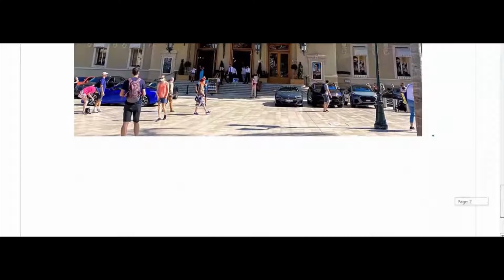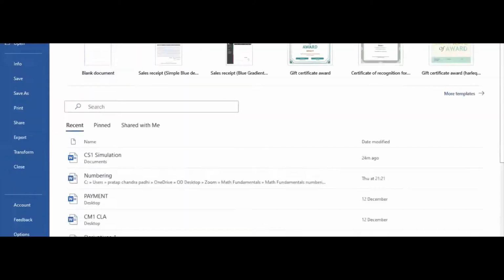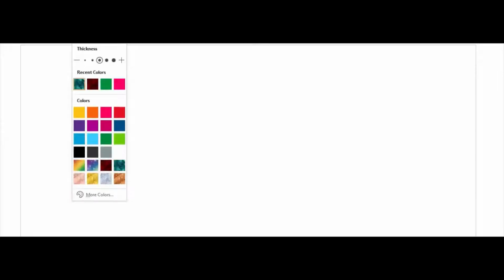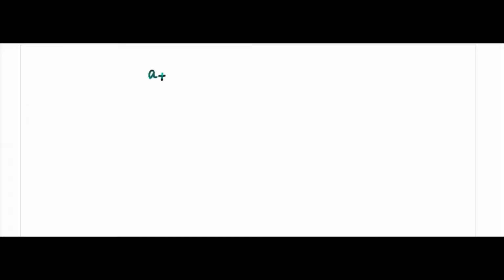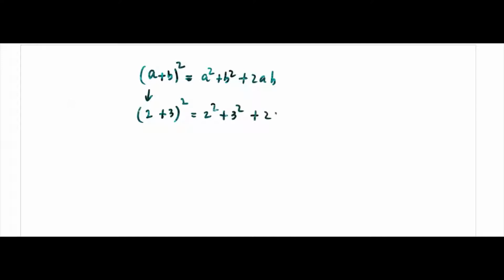So what is Monte Carlo simulation actually? We need to simulate numbers. I'll tell you something. See here. Suppose I write (a+b)^2. You know, this is a^2 + b^2 + 2ab. Now, if I take 2 here and 3 here, you will see that the left hand side will be equal to the right hand side. You can check left hand side and right hand side.